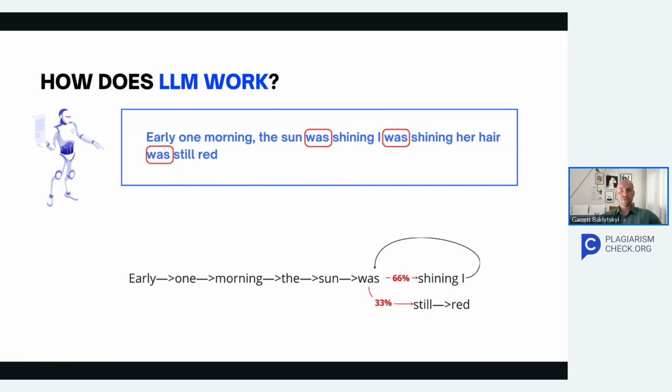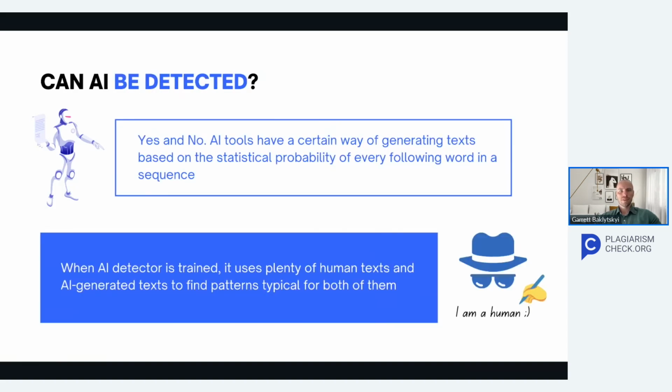Usually AI generators use the most probable words, so words that have the highest probability to be a following word based on the previous context or on the previous word, for example. Every time this AI generator will have to generate the next word after "was," it will be "shining." Can AI be detected after we know how AI generators work?